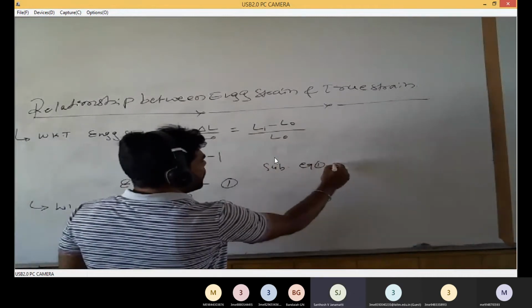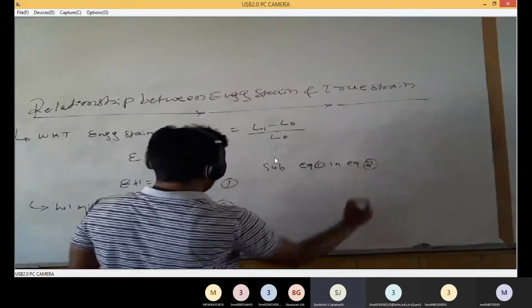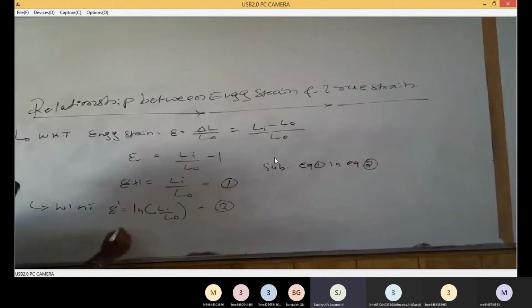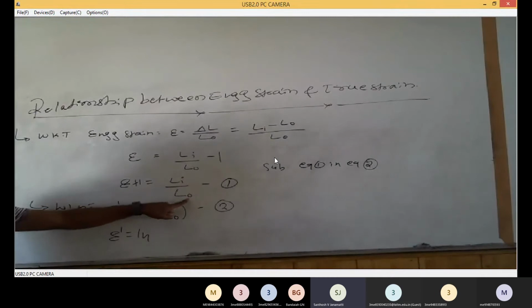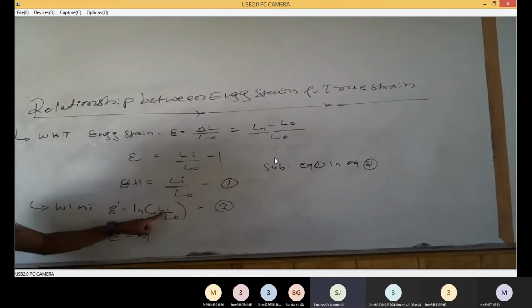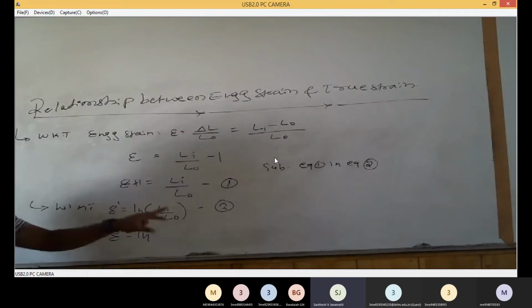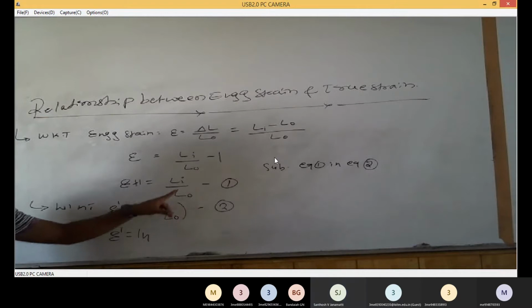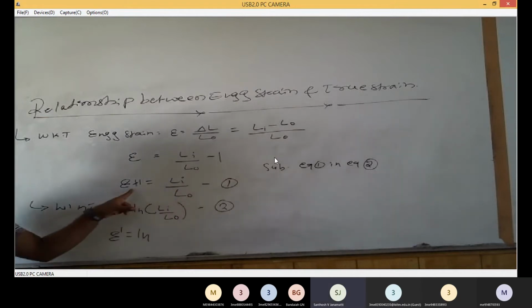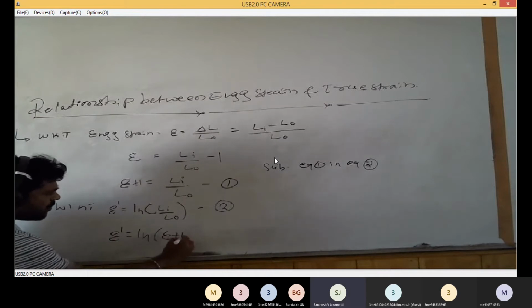Equation 1 in equation 2. So true strain is equal to ln of Li by L naught, the change in length to the original length. What if there are many lengths? Just leave it. The sum of all the changes in length to the original length, that is also right. Now, Li by L naught is equal to how much? It is e plus 1, strain plus 1.